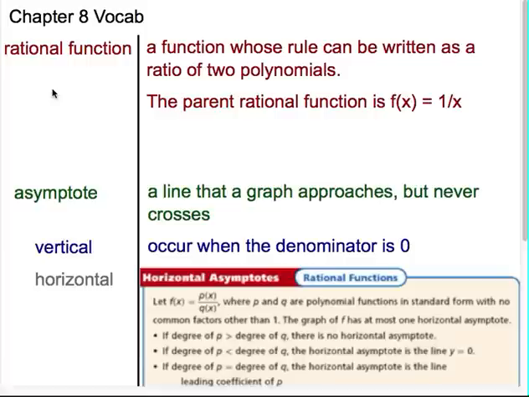And I'll show you what the parent function looks like. So we've already defined a rational function, a ratio of two polynomials. The parent function, 1 over x, is what's called a hyperbola. And the graph is two curves that have an asymptote along each of the axes, the x and the y-axis. An asymptote, which is the next vocab word, is a line that a graph approaches but never crosses.